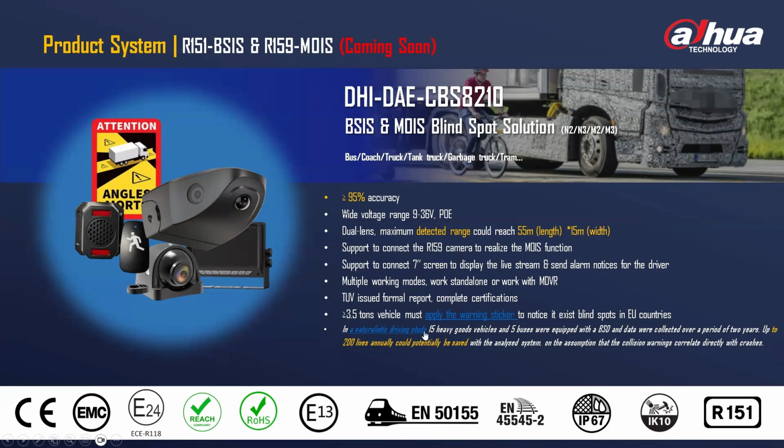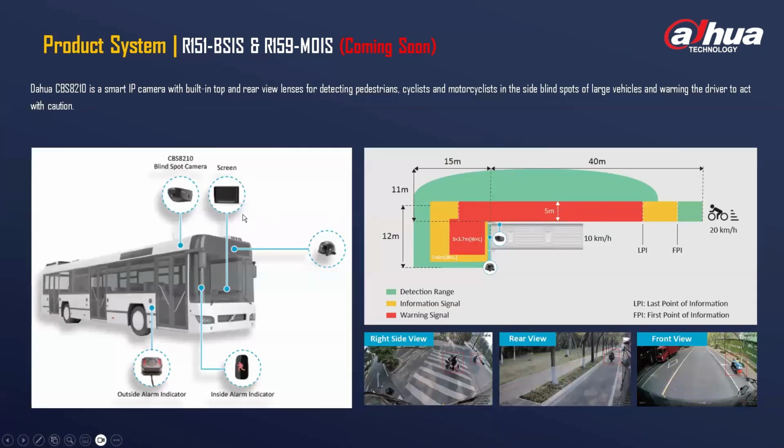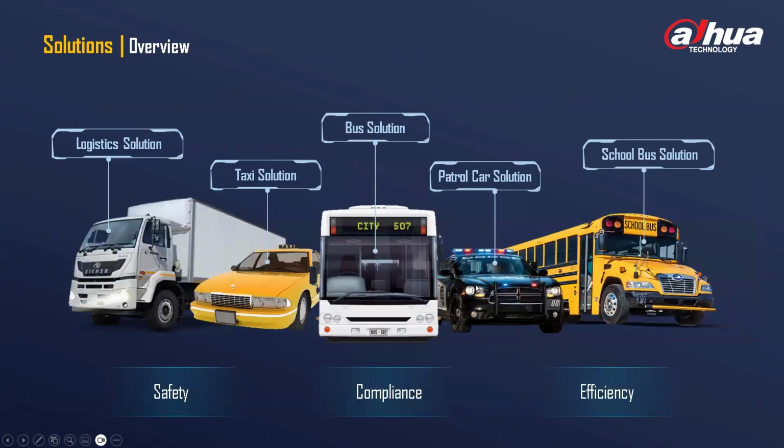Then we have this other item coming soon, which is the CBS 8210, a smart IP camera with built-in top and rear view lenses for detecting pedestrians and cyclists. So that kind of warning we install here, an alarm indicator to give warning. At the same time, inside the vehicle, we install the inside alarm indicator so that we warn the driver of impending danger and such things.